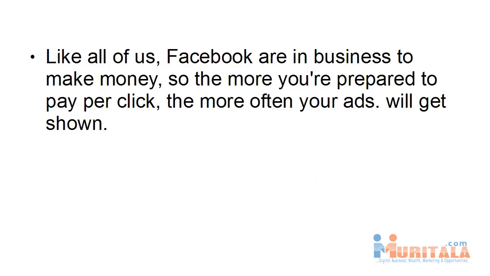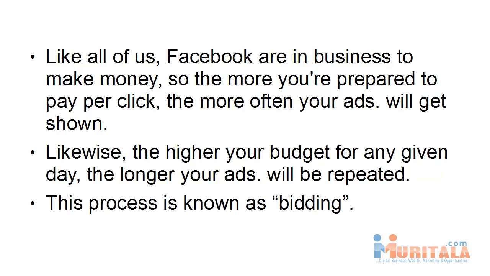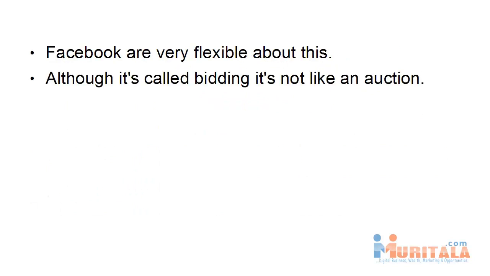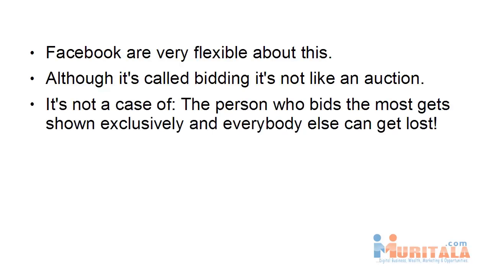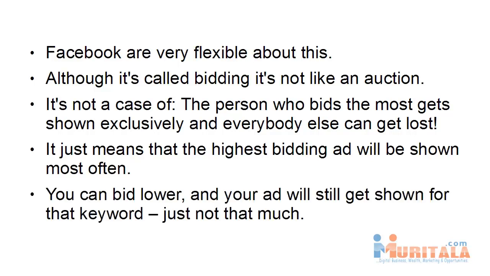Like most of us, Facebook are in business to make money. So the more you're prepared to pay per click, the more often your ads will get shown. Likewise, the higher your budget for any given day, the longer your ads will be repeated, and this process is known as bidding. And Facebook are very flexible about this. Although it's called bidding, it's not like an auction. It's not a case of the person who bids the most gets shown exclusively and everybody else can get lost. It just means that the highest bidding ad will be shown the most often. You can bid lower and your ad will still get shown for that keyword, but just not that much.